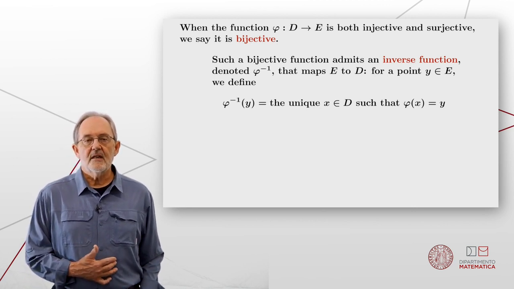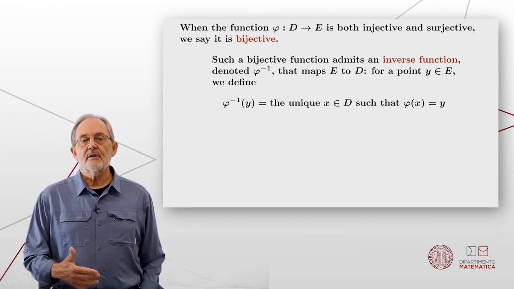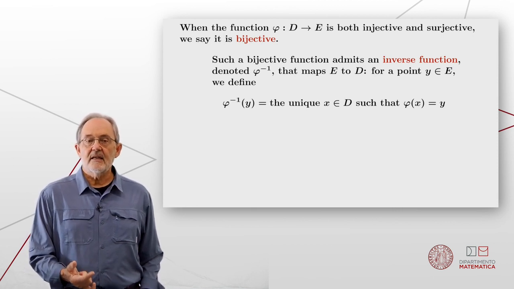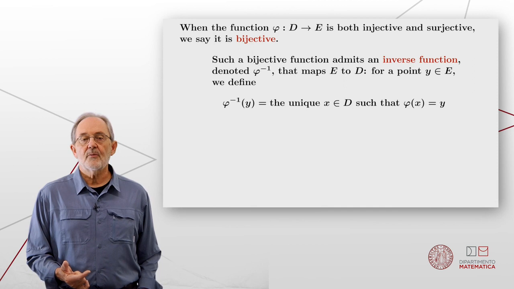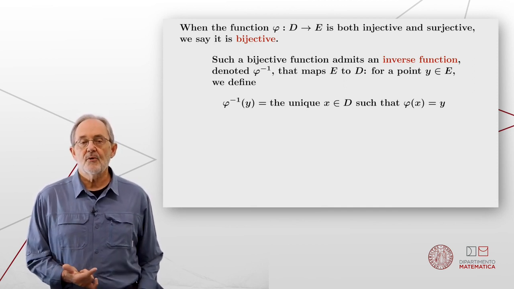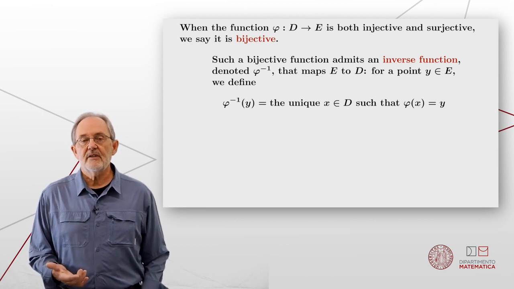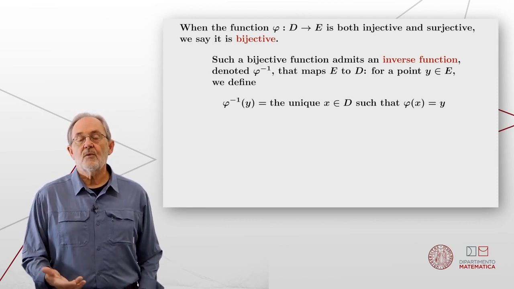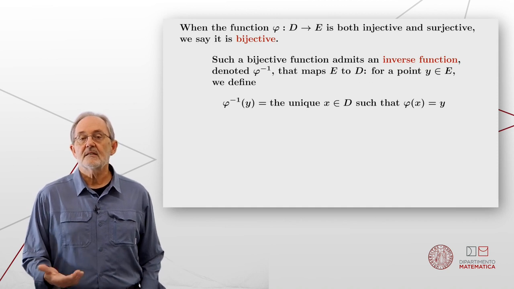And the way it works is that phi inverse of a point y in E is the unique point x in the domain D, having the property that phi of x equals y. See, there is such a point by surjectivity, and there's a unique such point by injectivity, and that's why this definition now makes sense.